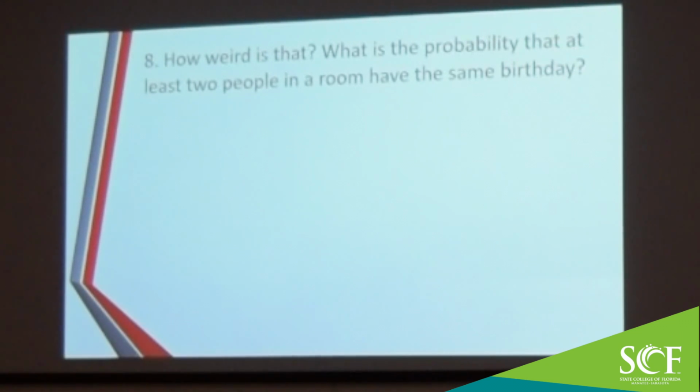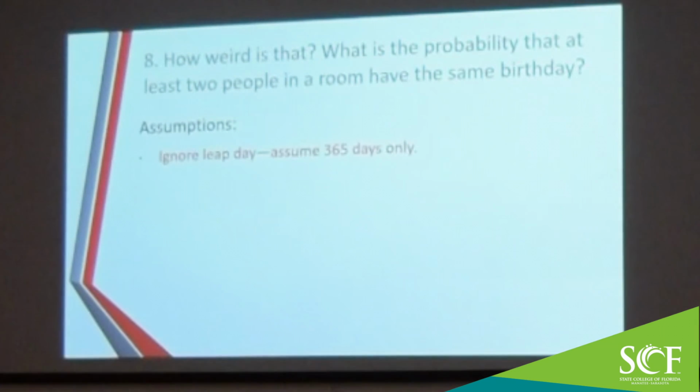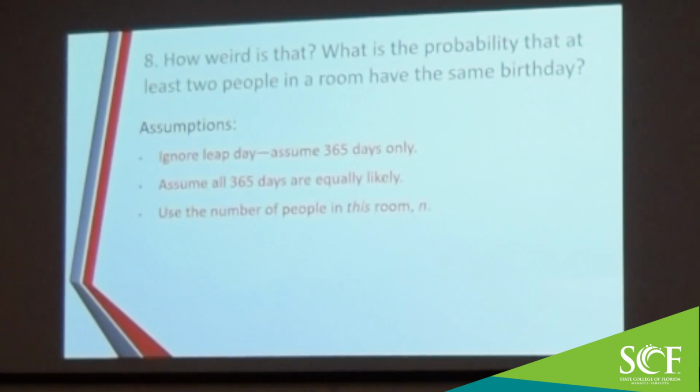We have about 80 people in the room here, and we're going to ignore leap day. There's no leap babies here. Assume all 365 days are equally likely. That's not true, by the way. There are certain events that 9 months later, there's a lot of births. You can figure that one out.